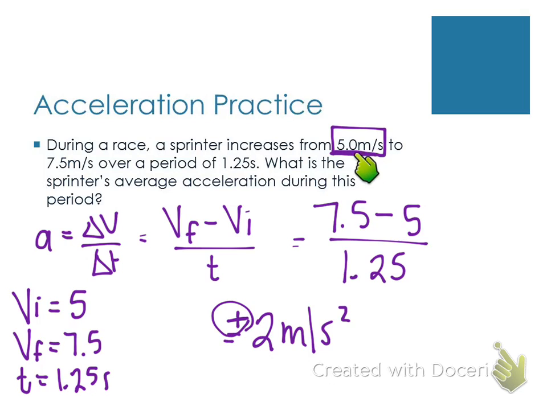5 is the initial velocity. 7.5 is the final velocity. So how do we tell, like from reading just the word problem? Because it says it increases from 5 to 7.5. So that means we're starting at 5, we're having an increase, and we're going to end at 7.5. Okay? Good.